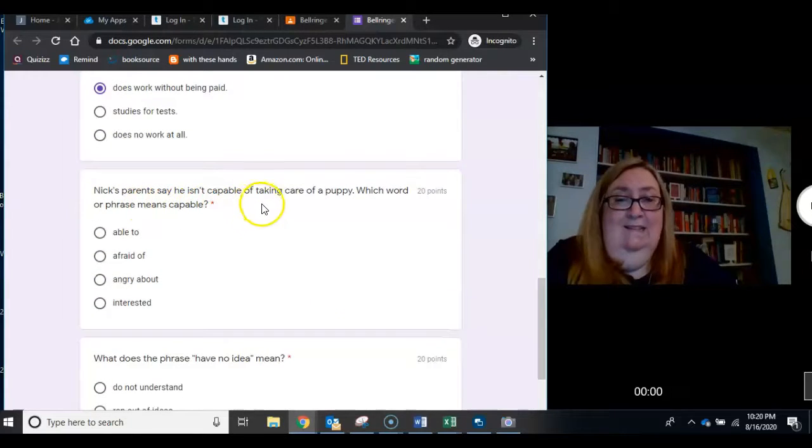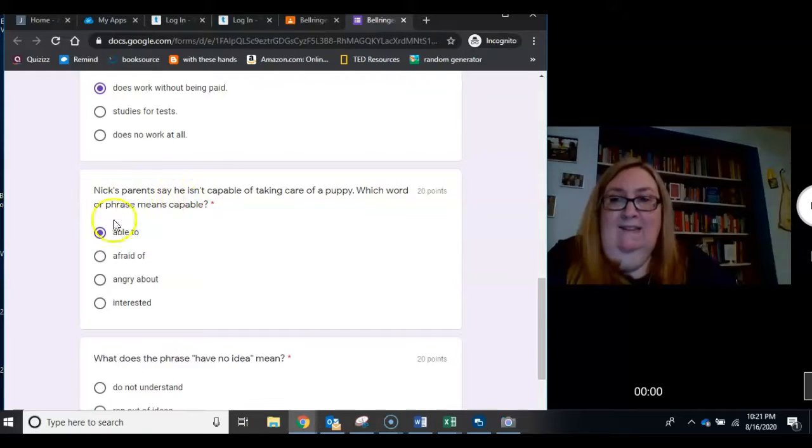Nick's parents say he isn't capable of taking care of a puppy. Which word or phrase means capable? So his parents say he is not capable of taking care of a puppy. He is not able to take care of a puppy. Does that make sense? It does. Let's choose it for right now, but don't go on.